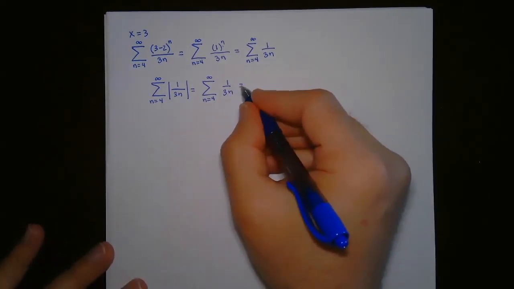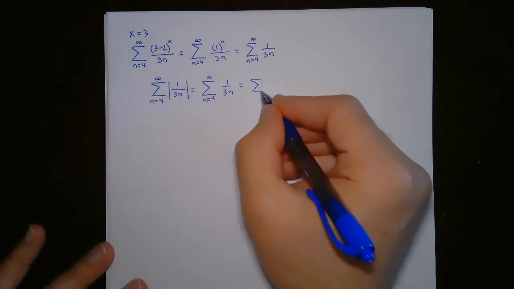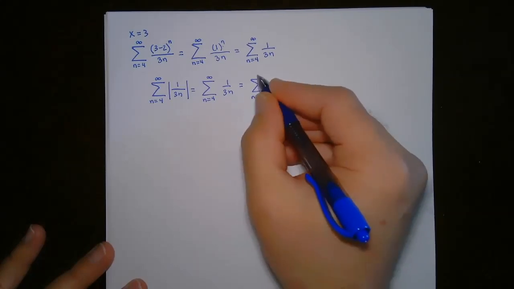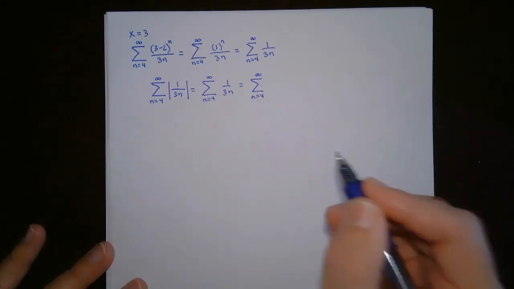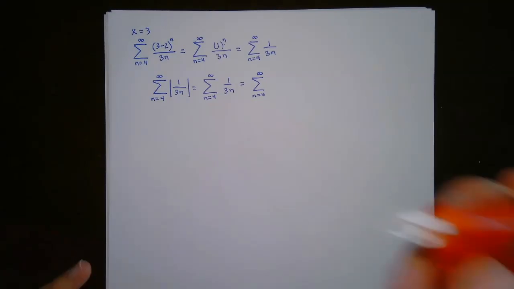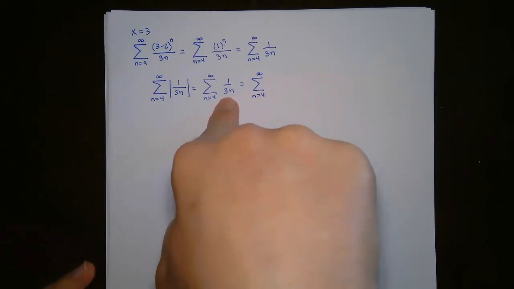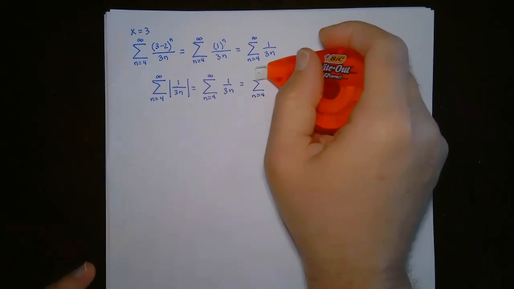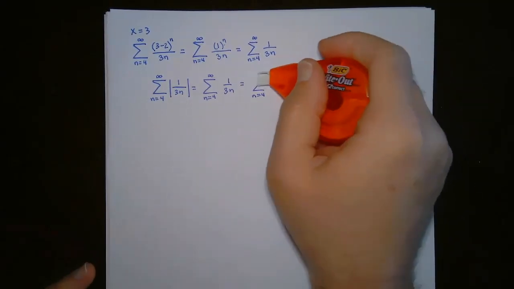Well, this could be rewritten as sigma n equals 4 to infinity. Oh, well, okay. Let me wipe out this. Okay, I meant to write this as 1 over 3 times 1 over n, right? Which means we can pull the 1 over 3 out because we've seen this series before, right?